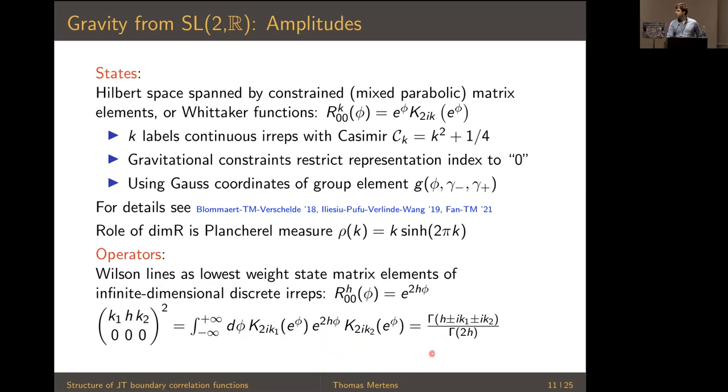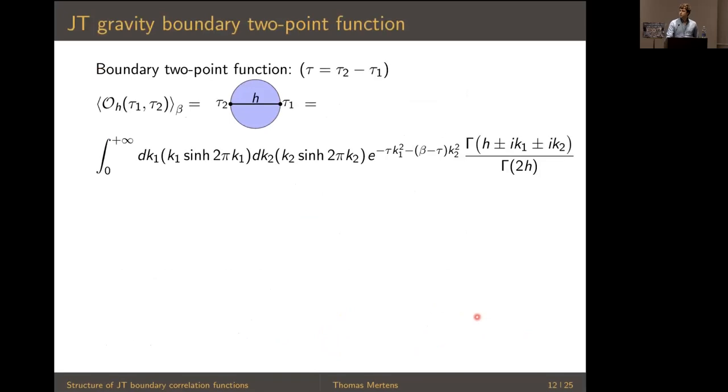And this integral is elementary. You can do it and it gives you this result. So in the numerator is a product of 4 gamma functions. So that's what I mean by the plus minus symbols here. And then you divide by gamma of 2h. So putting it all together, this is what we find for the JT gravity boundary 2-point function.